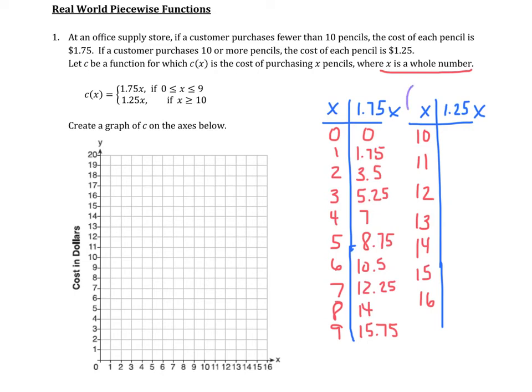Just going to separate this. Okay, my second rule, I need to go back into my y equals and change it to 1.25x and copy down that table of values. And now I'm starting at 10 and going up from there. So when x is 10, it's 12.5 for my second rule, my second formula. 11 is 13.75.